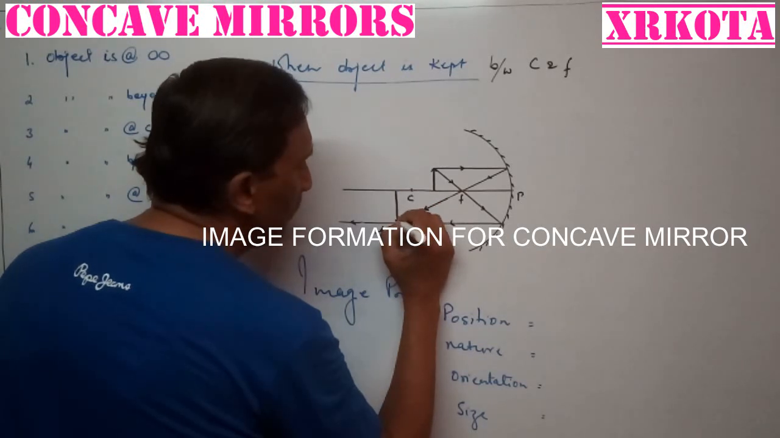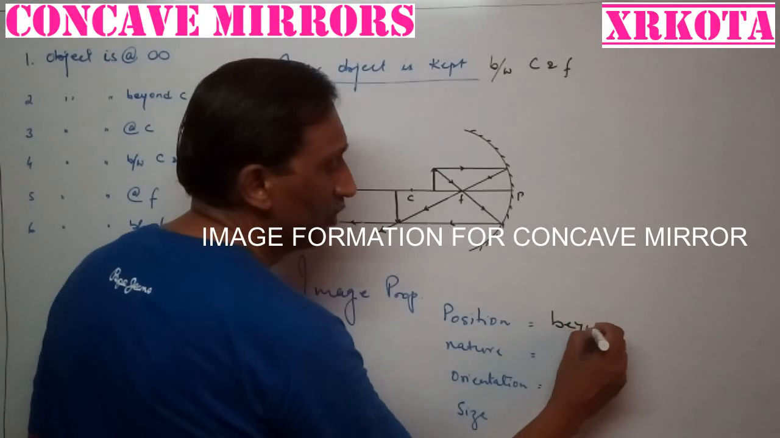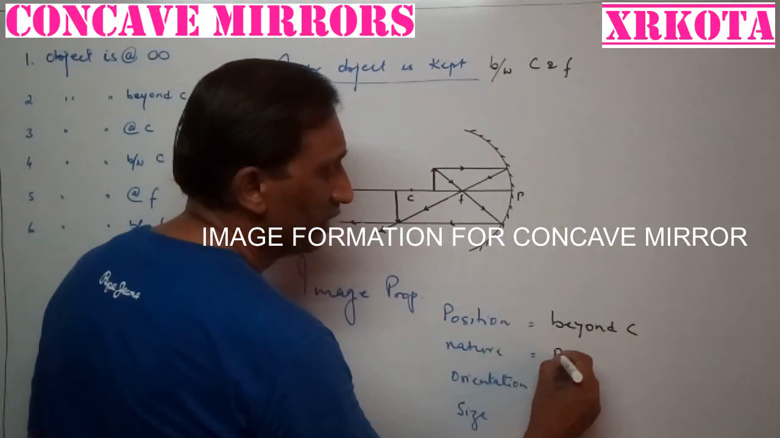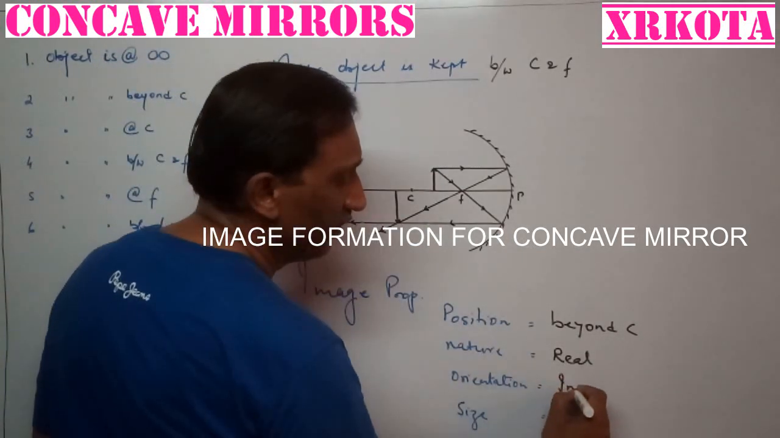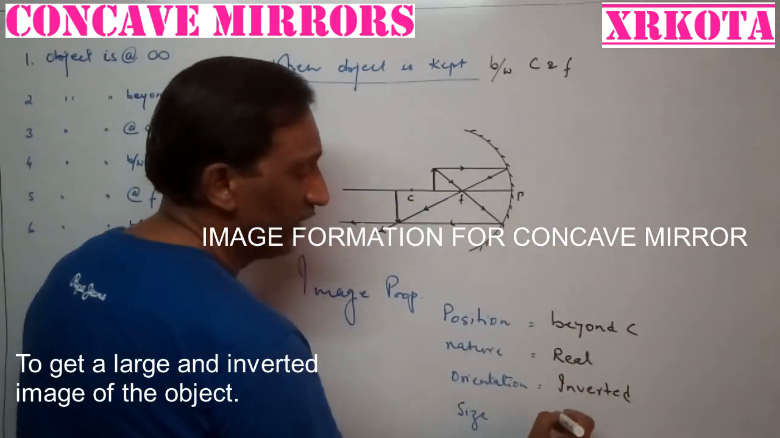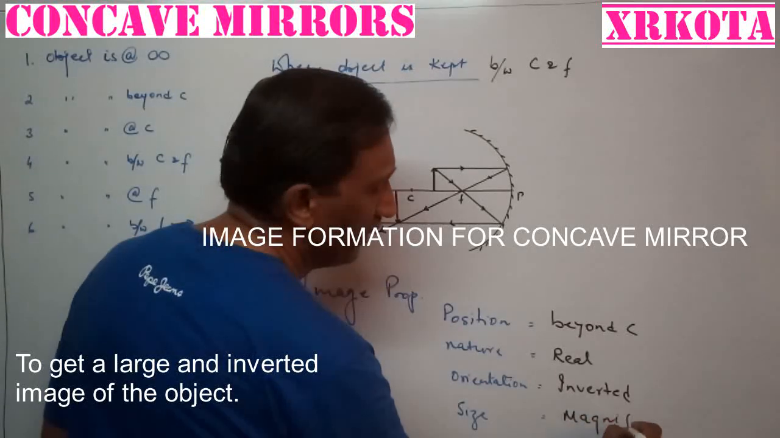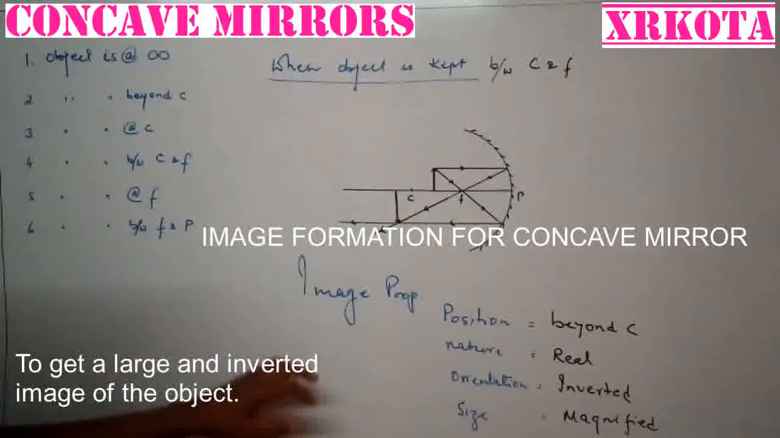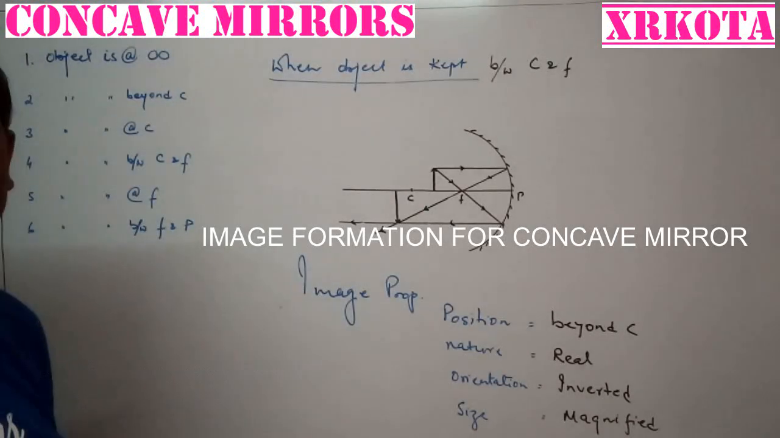So the image is formed beyond C. Nature, real, you can get it also on the screen. Orientation, inverted, it is upside down, and the size is magnified. Okay, so this is the case when the object is kept between C and F.